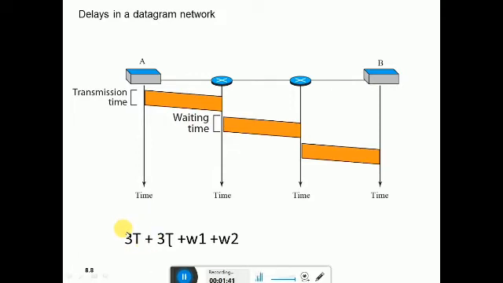So the total end to end delay consists of 3 transmission times, 3 propagation delays plus 2 waiting delays. The first waiting will be here. Once a packet is received over here, it will be made to wait in this intermediate device. Thereafter it will be transmitted. Again the second wait will be over here.